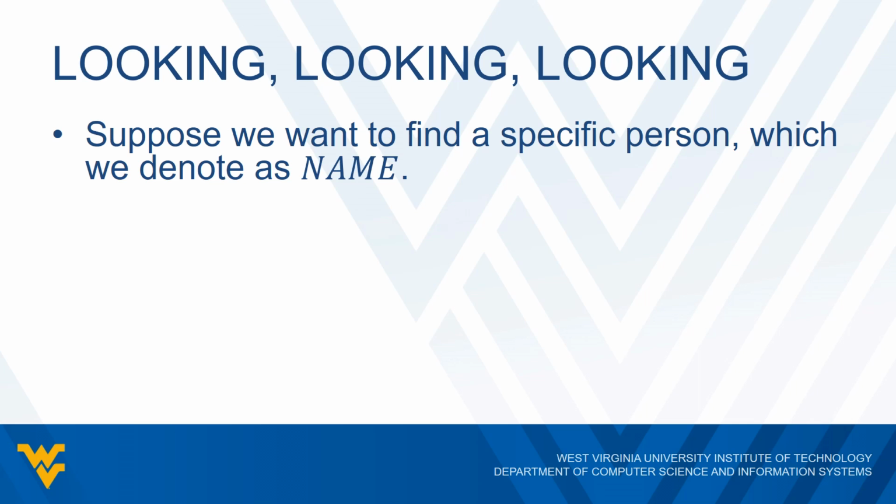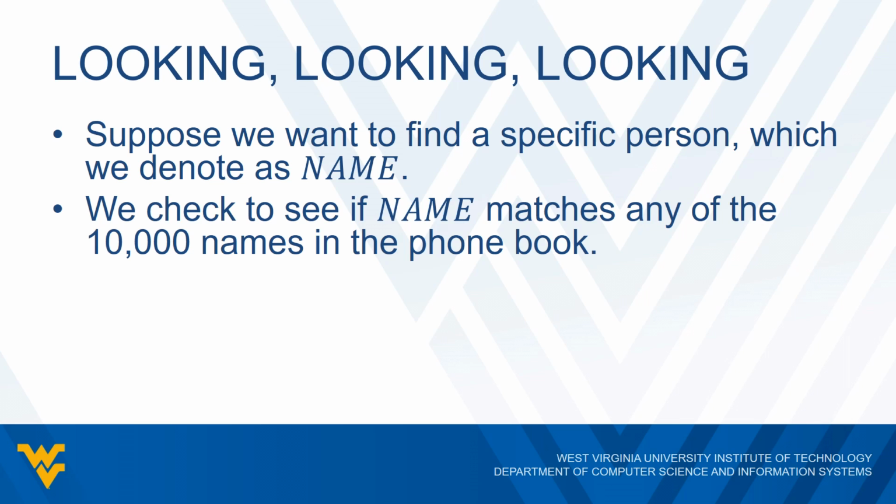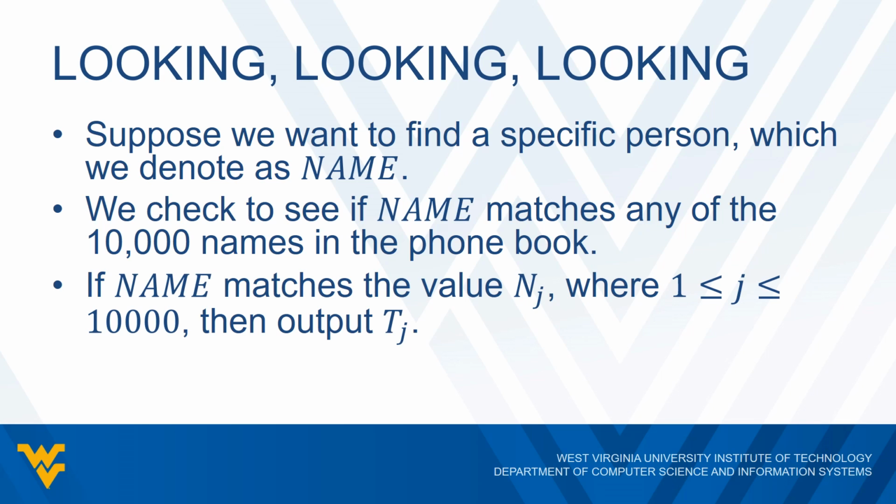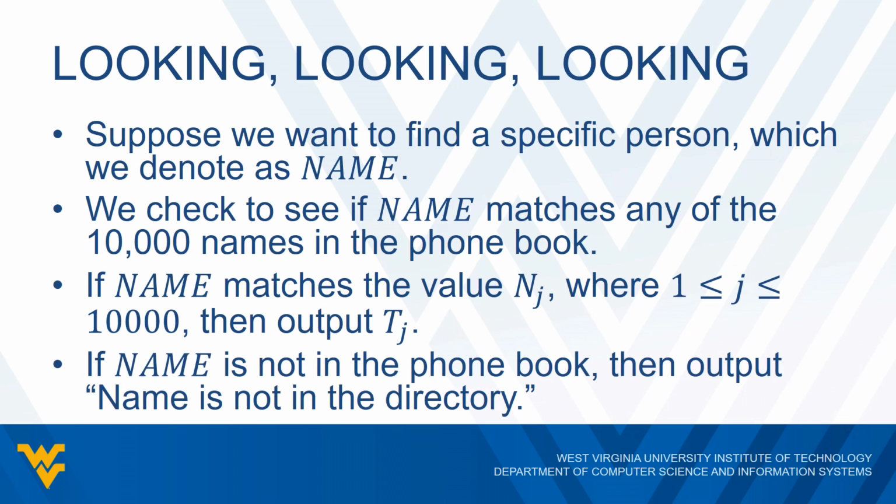All right, so the simplest approach would be to just check to see if the name matches any of the 10,000 names in the phone book. I mean, if it's there, it's got to be one of those names, right? So we can just check all of them, and if we get a match, then we found our person. So what we'll say is if the value of our name matches some value nj, where j is between 1 and 10,000, then we'll output tj, the phone number of that person. And if the name is not in the phone book, well, then we need to output some message that says the name is not in the directory.